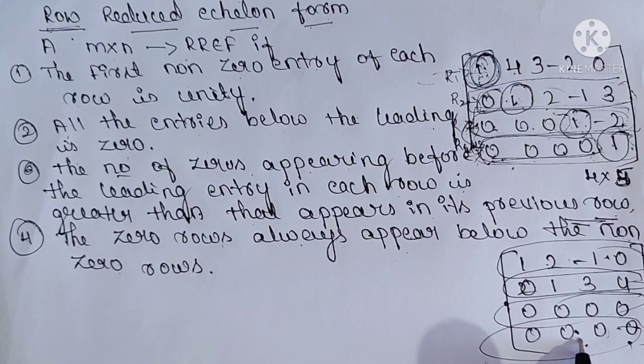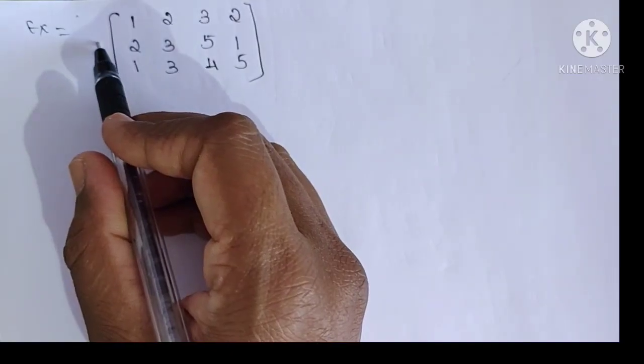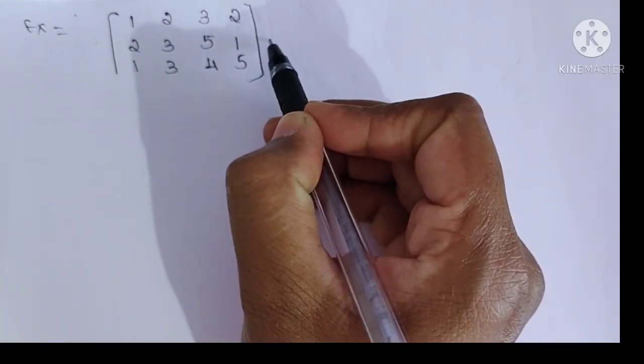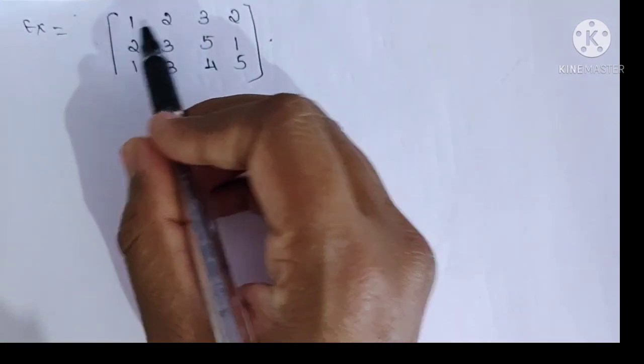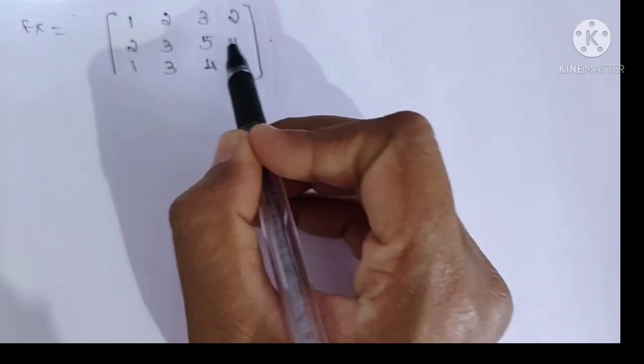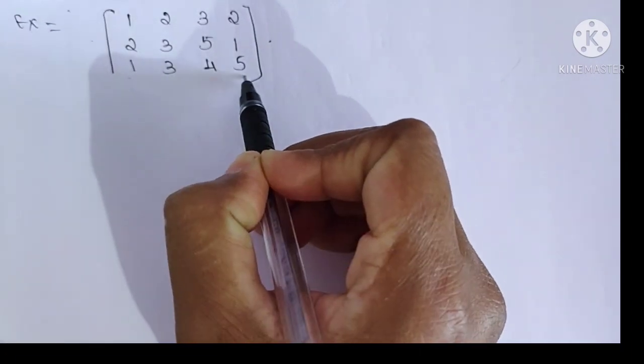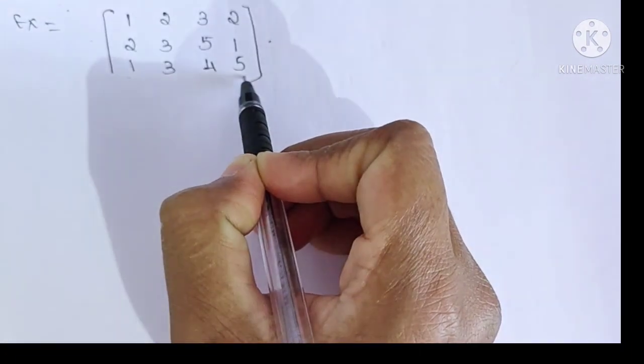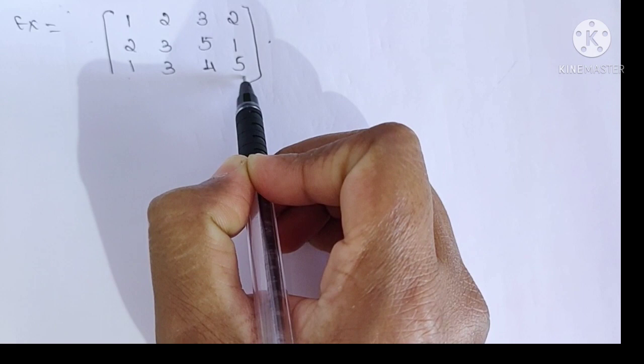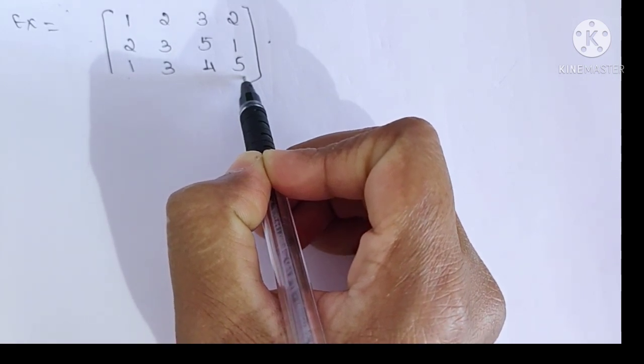Now let's see examples on it. Find the rank of the matrix by reducing into echelon form. The matrix is 1 2 3 2, 2 3 5 1, 1 3 4 5. This matrix we have to reduce into echelon form. Echelon form means we have to follow four conditions.